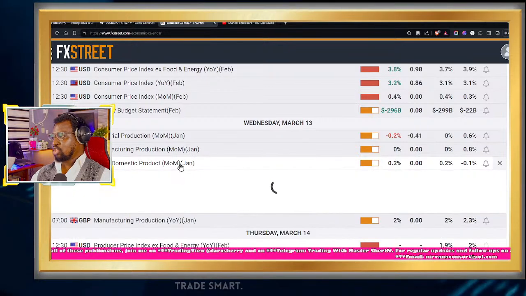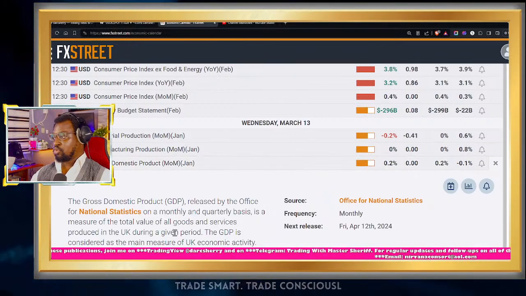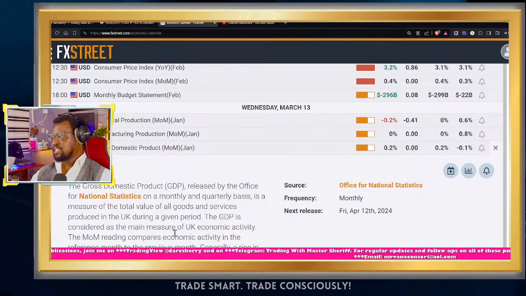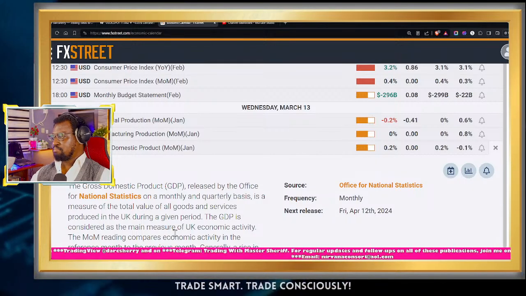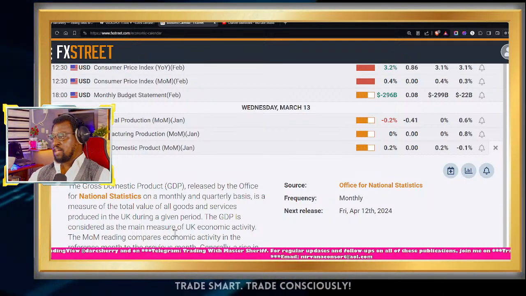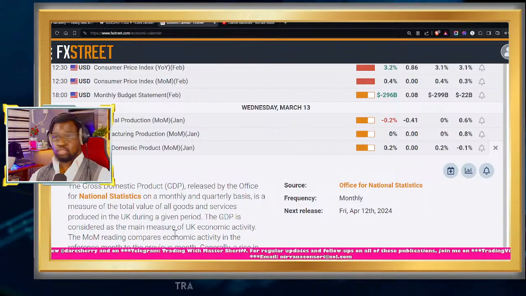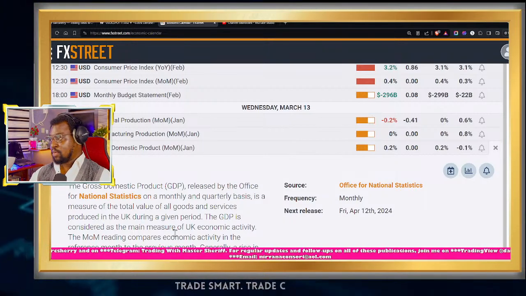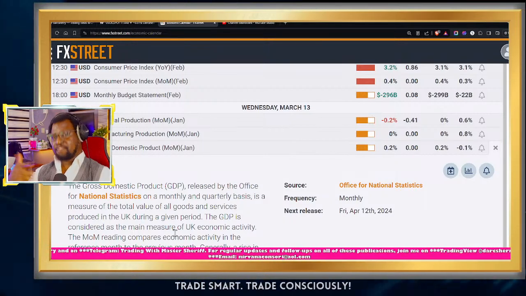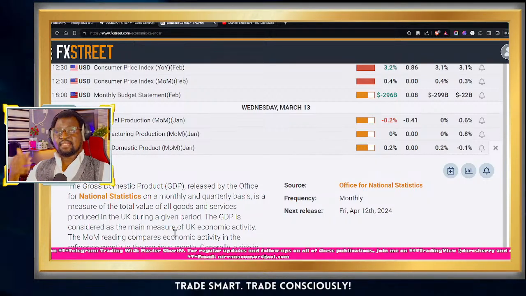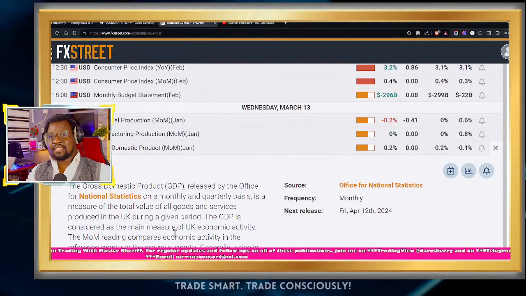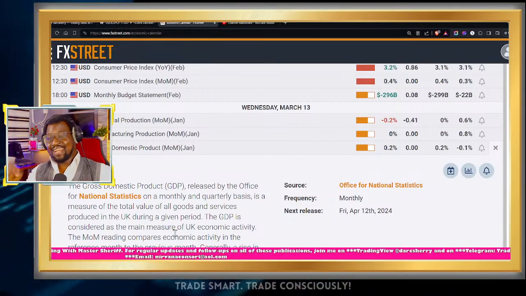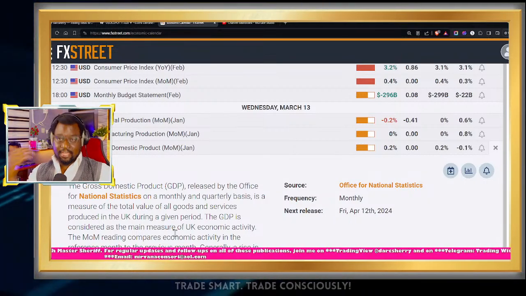Now, we also looked at the gross domestic product for this morning, the month on month, and this is a measure of the value of goods and services produced within the United Kingdom economy. And usually, if you remember, in the last 2 quarters, we saw that the United Kingdom contracted consecutively, which technically puts the United Kingdom in recession.